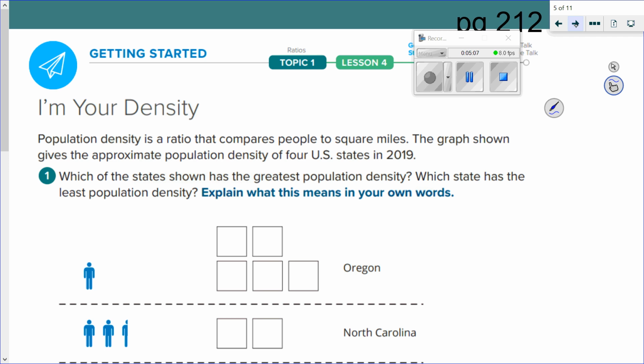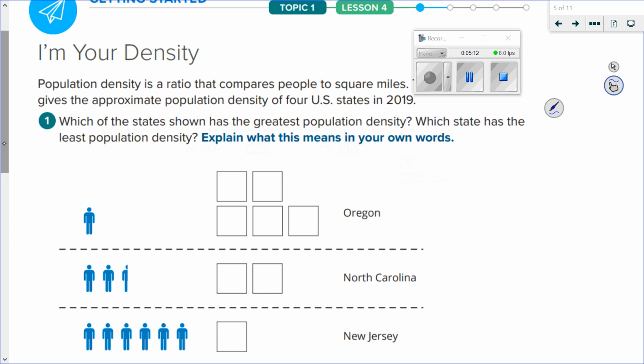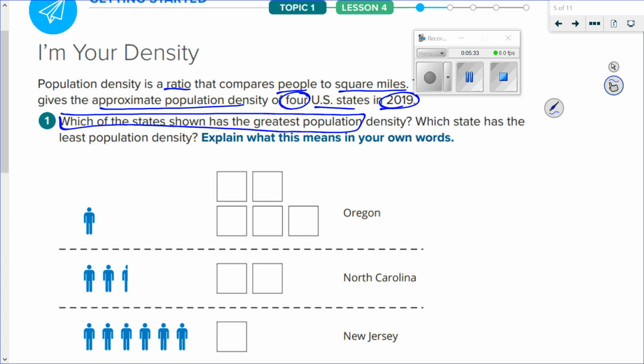One thing that we look at for how population works is what we call population density. It is a special ratio that compares people to square miles. Basically, here's a chart that gives us the approximate population density for 4 U.S. states in 2019. We have a couple questions for you. Which state has the greatest population density? Which state has the least population density? Explain what it means in your own words.